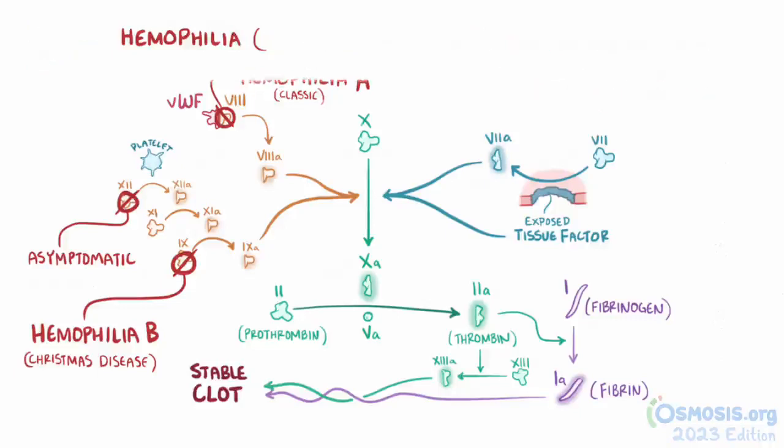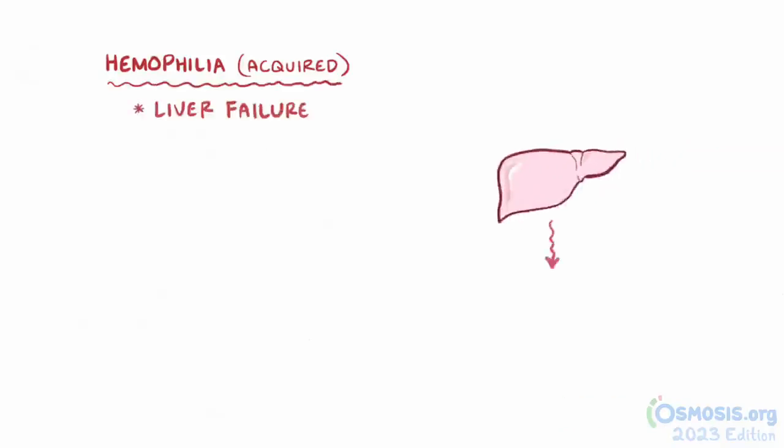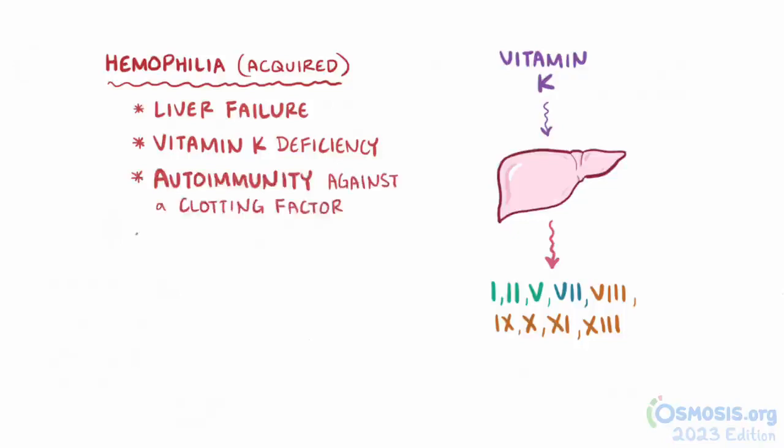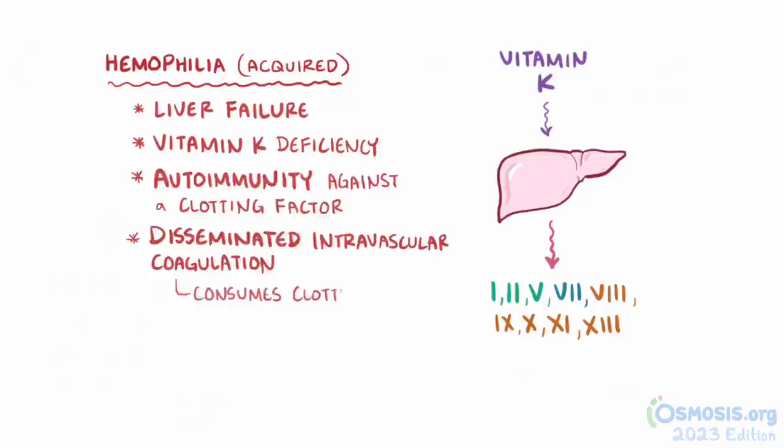As opposed to inherited forms of hemophilia, one acquired cause of hemophilia is liver failure, since the liver synthesizes factors 1, 2, 5, 7, 8, 9, 10, 11, and 13. Also, vitamin K deficiency can cause hemophilia, since vitamin K is needed by the liver to synthesize and release factors 2, 7, 9, and 10. Another cause is autoimmunity against a clotting factor. And finally, there's disseminated intravascular coagulation, which consumes coagulation factors.